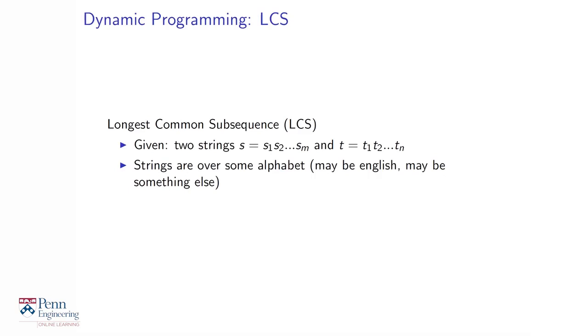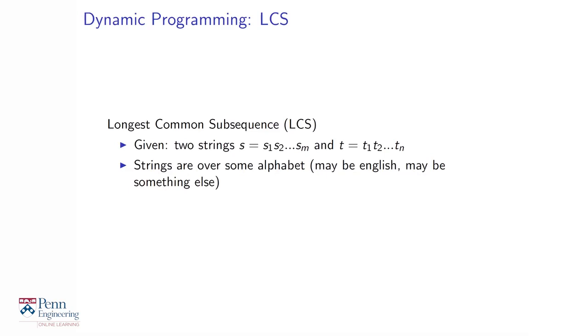So let the first string S be denoted as S1, S2 up to Sm. The S1, S2, etc. are the symbols in the alphabet, and the whole string is just a concatenation of these symbols. You all know about the string data type from your Java, so this is the same idea. A string is just a sequence of symbols. And T equals T1, T2 up to Tn is a second string. Strings could be over the English language. The example we will see will be strings over English.